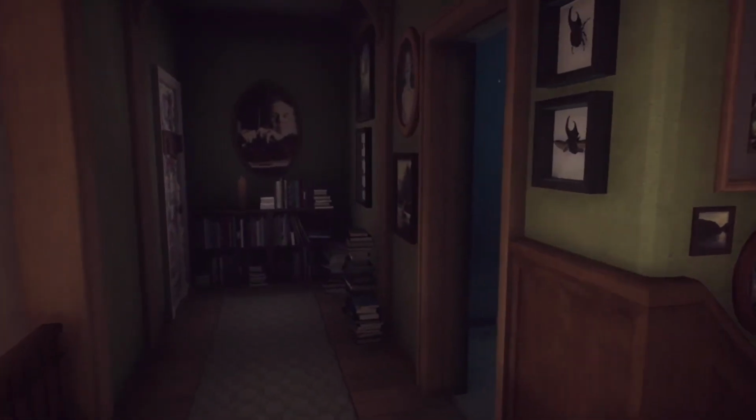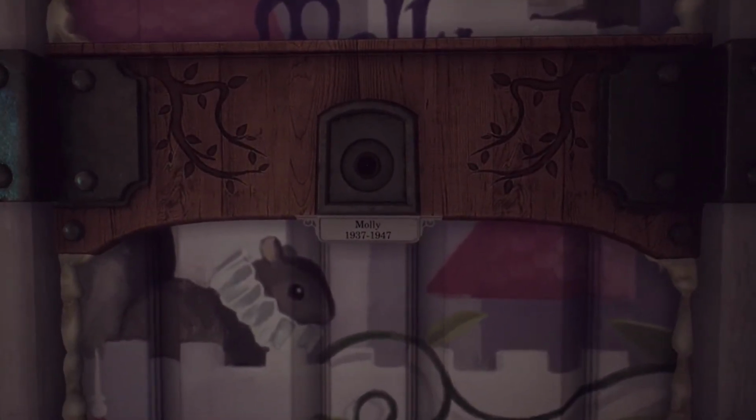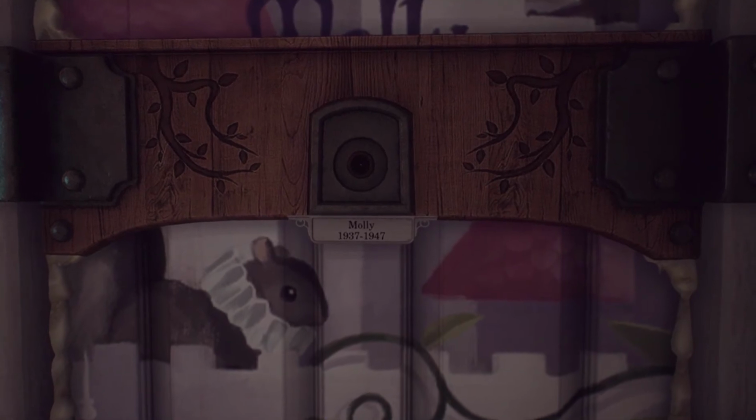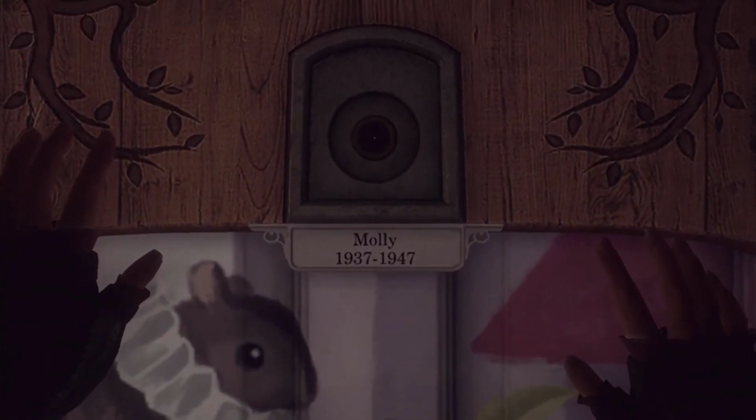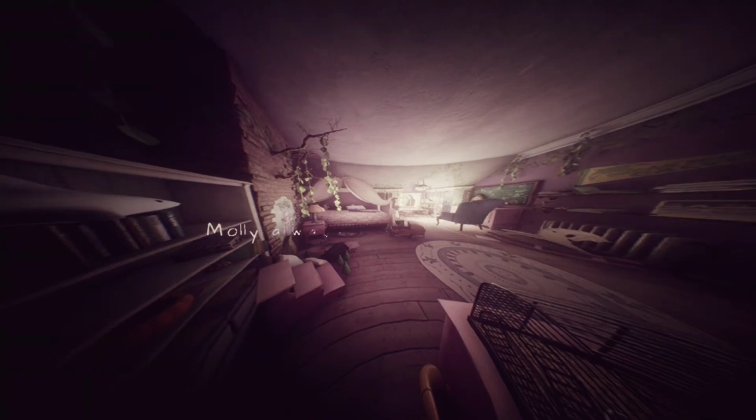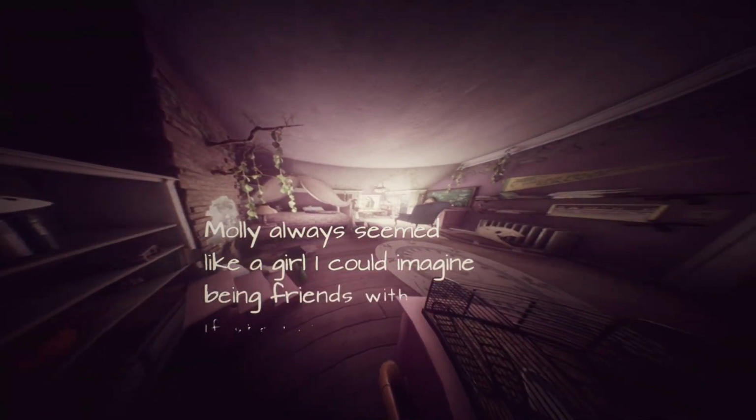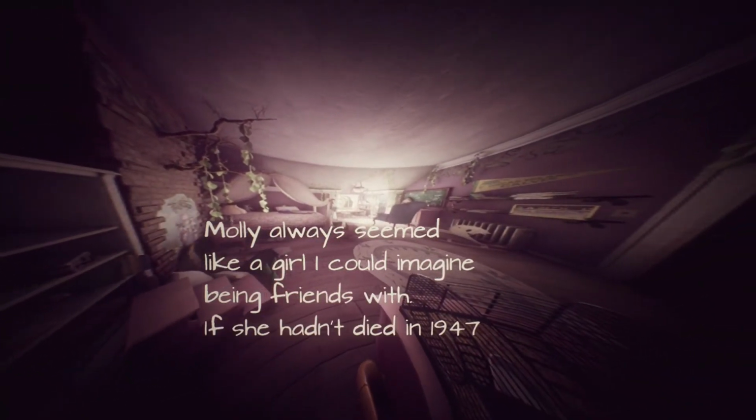We're going to check, let's look at this one. Molly, 1937 to 1947. She was 10. "Molly always seemed like a girl I could imagine being friends with, if she hadn't died in 1947."